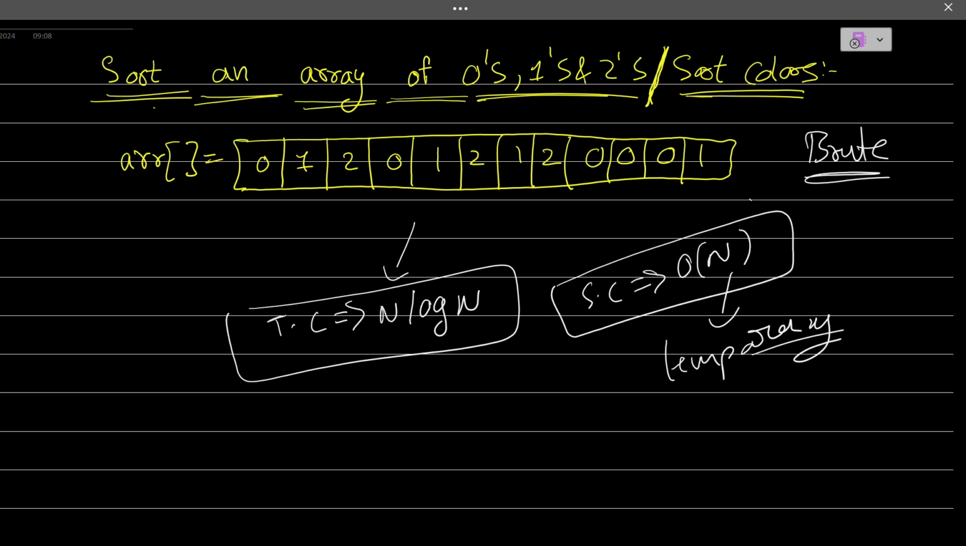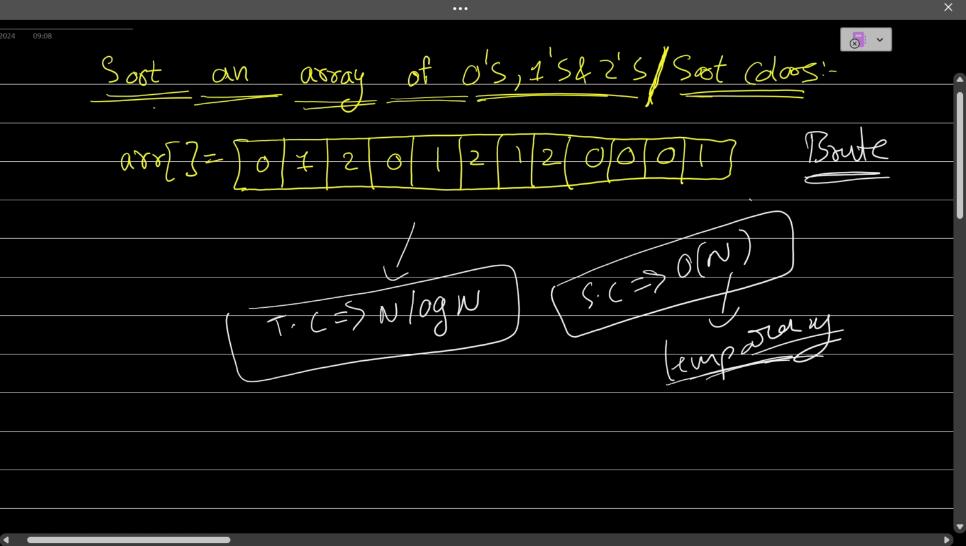You can easily do it using merge sort. If you use the merge sort algorithm, then the time complexity will be O(n log n), and the space complexity will be O(n), because you use a temporary array to store the sorted array, right?